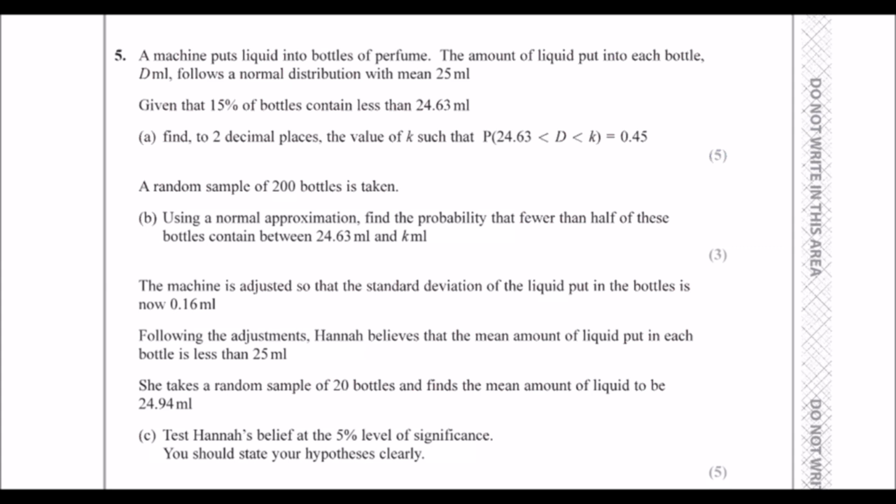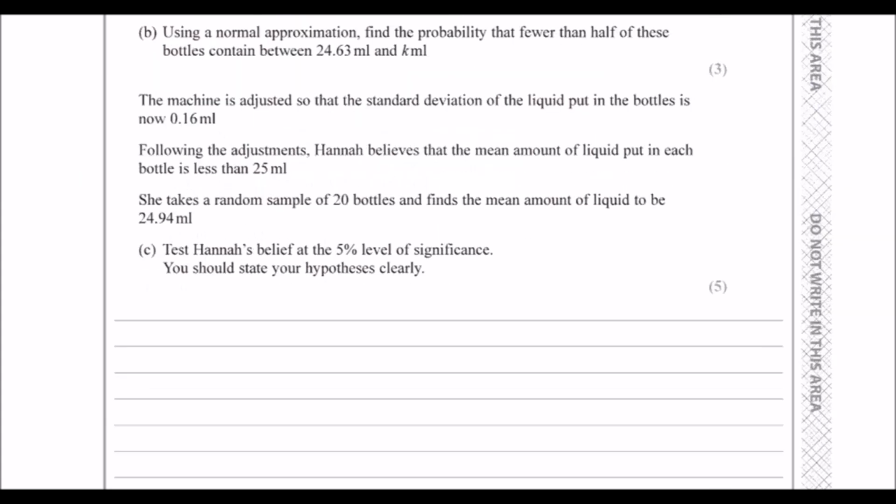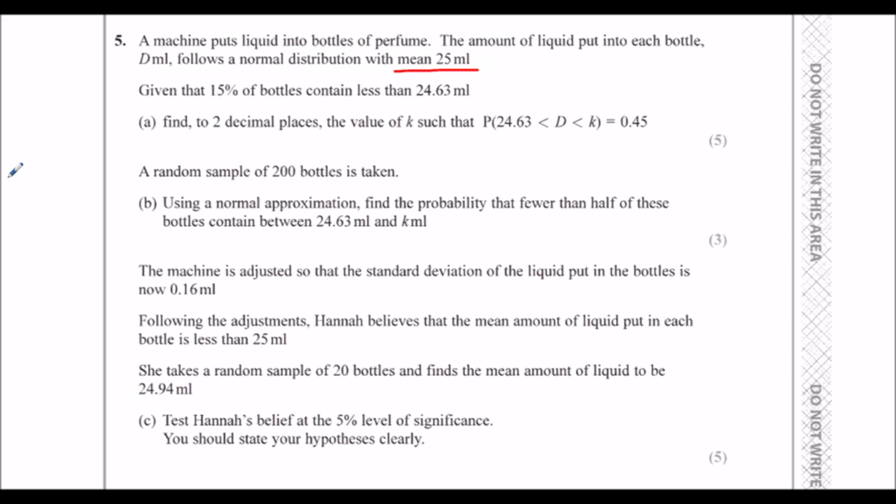So here we've been given the mean, but not the standard deviation. And we're going to need to work out the standard deviation. And to do that, we can use this information. Well, 15%, we can use the standard normal. So we can use Z equals X minus the mean divided by the standard deviation. And we can find this Z value using the 15%.